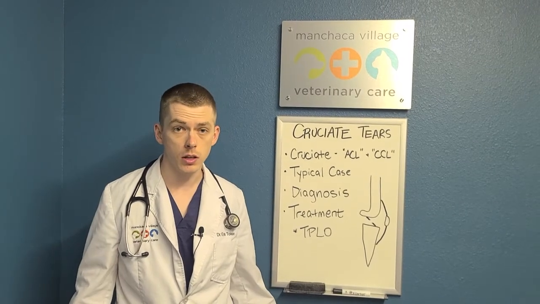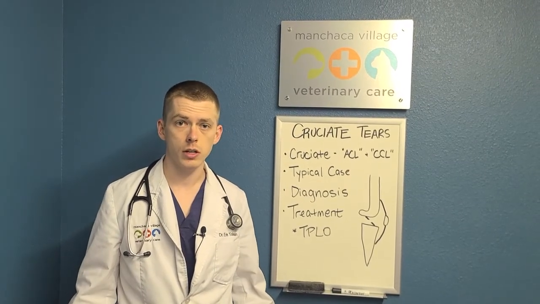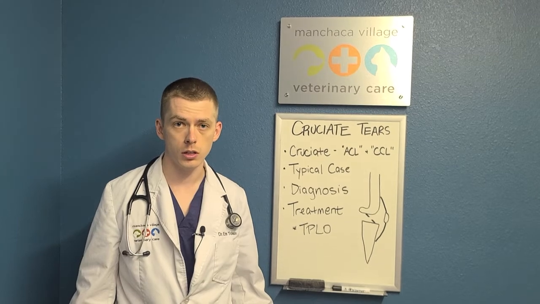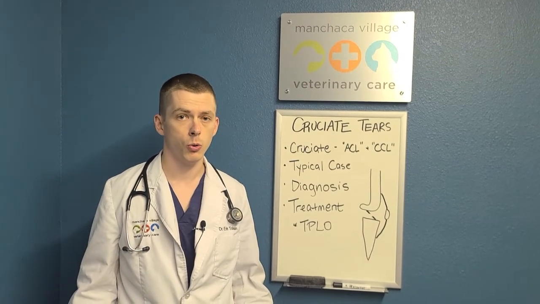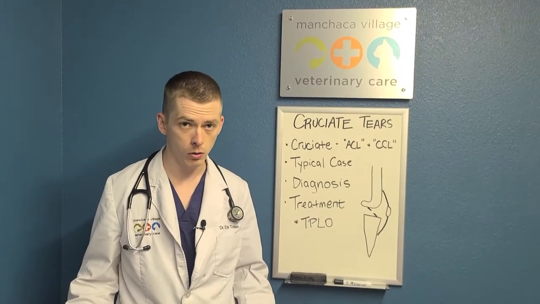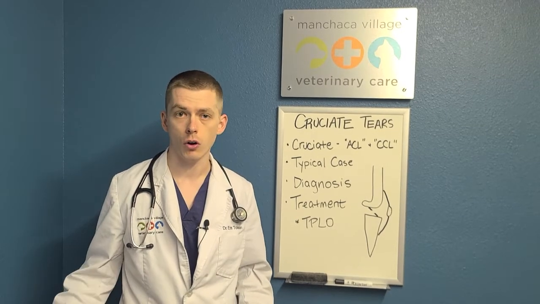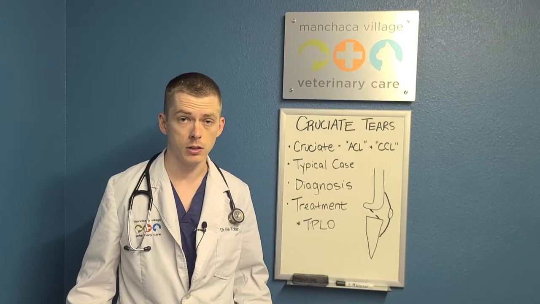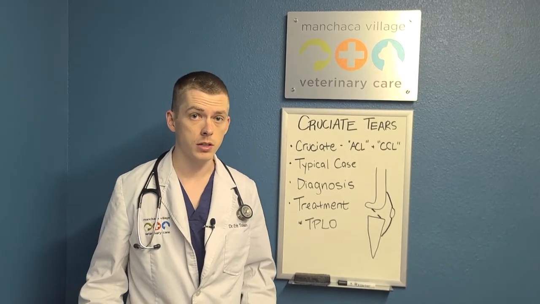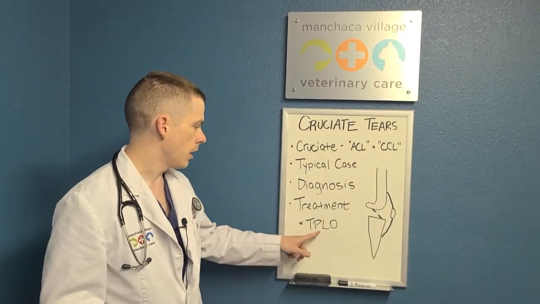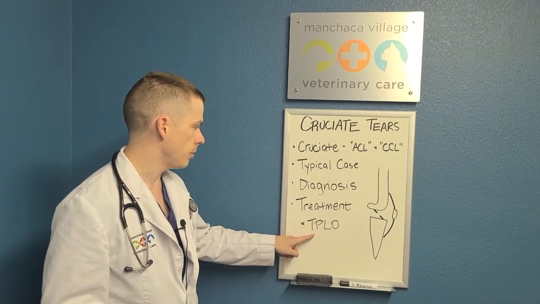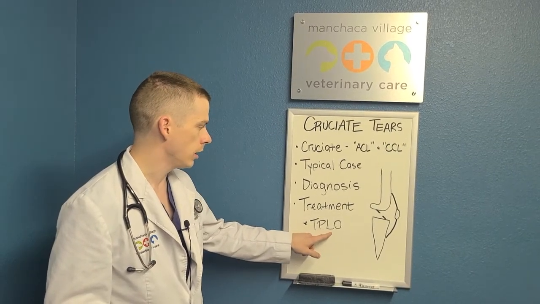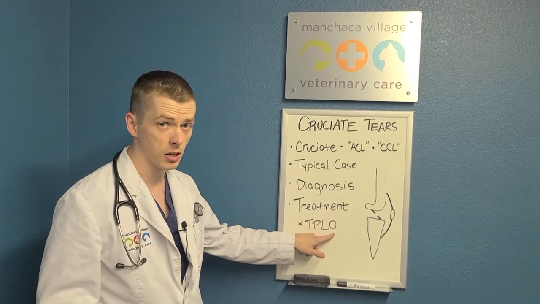Now, how do we treat this? Surgery. Surgery is the best way to treat a torn cruciate in dogs. Without it, your dog will, not maybe, but will not only have discomfort, but it's going to have a lot of arthritis later down the road. So surgery is absolutely the best way to treat this. And the best surgery for this is the TPLO. That's an acronym that stands for Tibial Plateau Leveling Osteotomy. Try saying that 10 times fast.